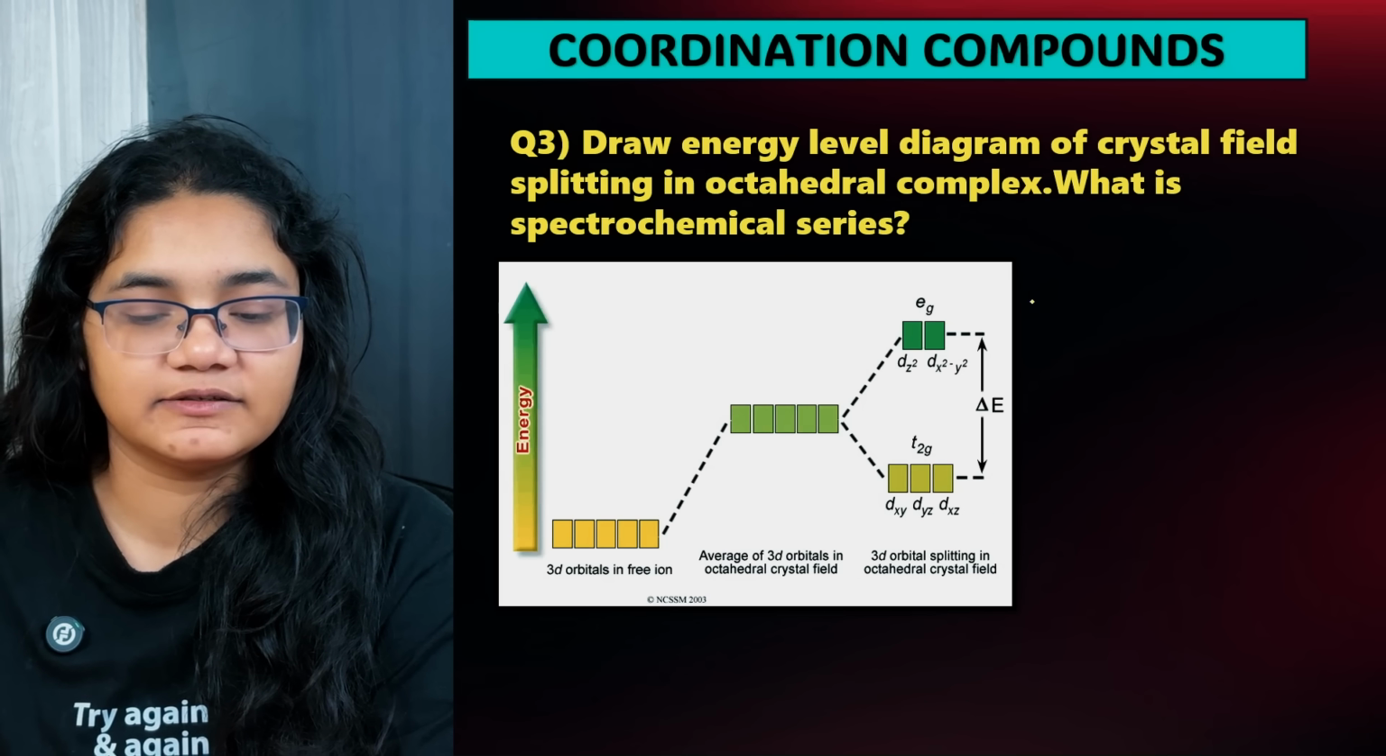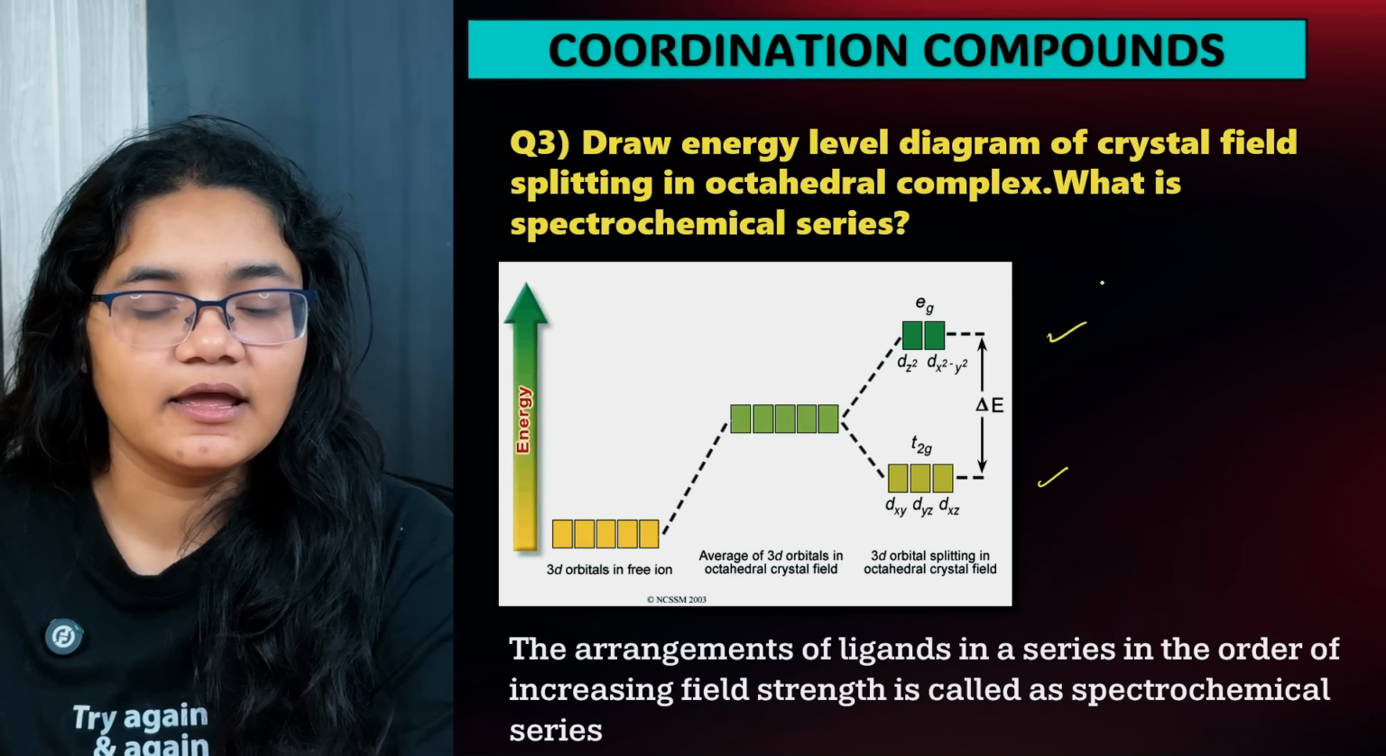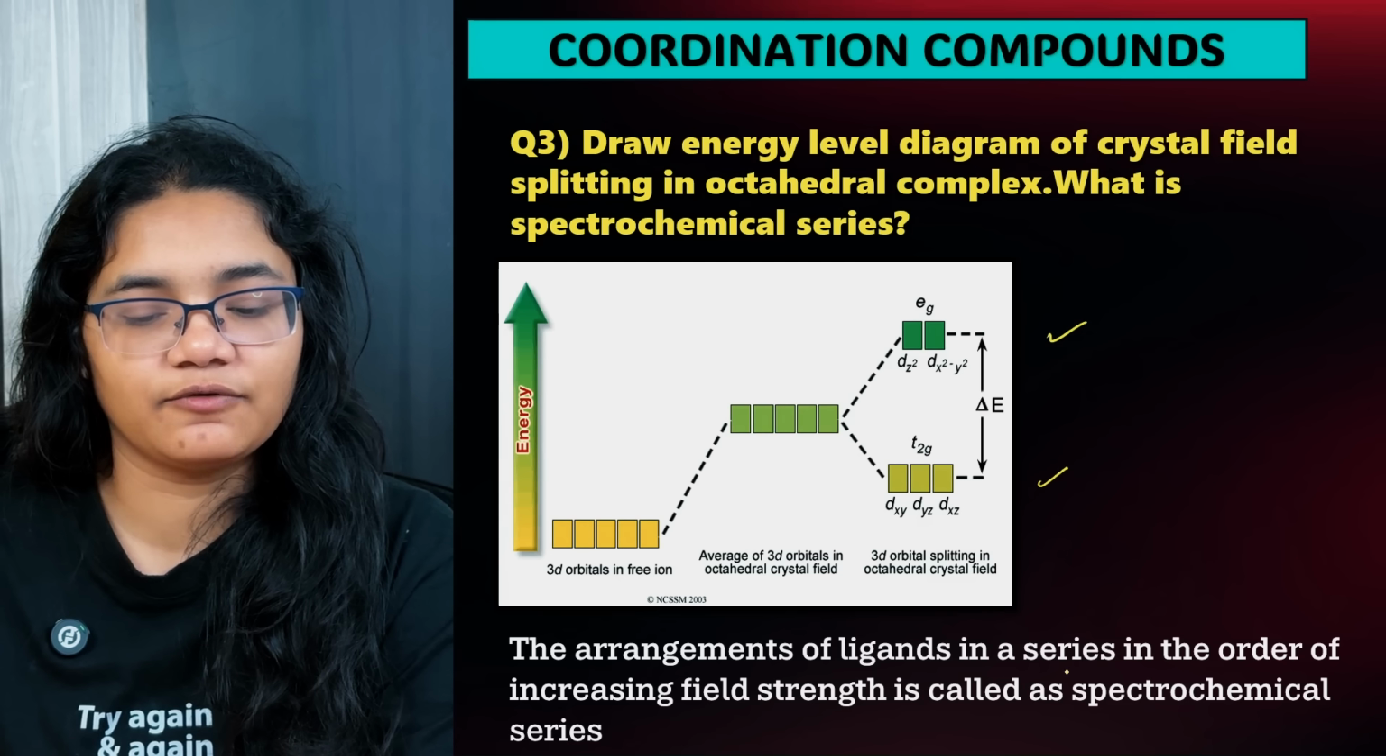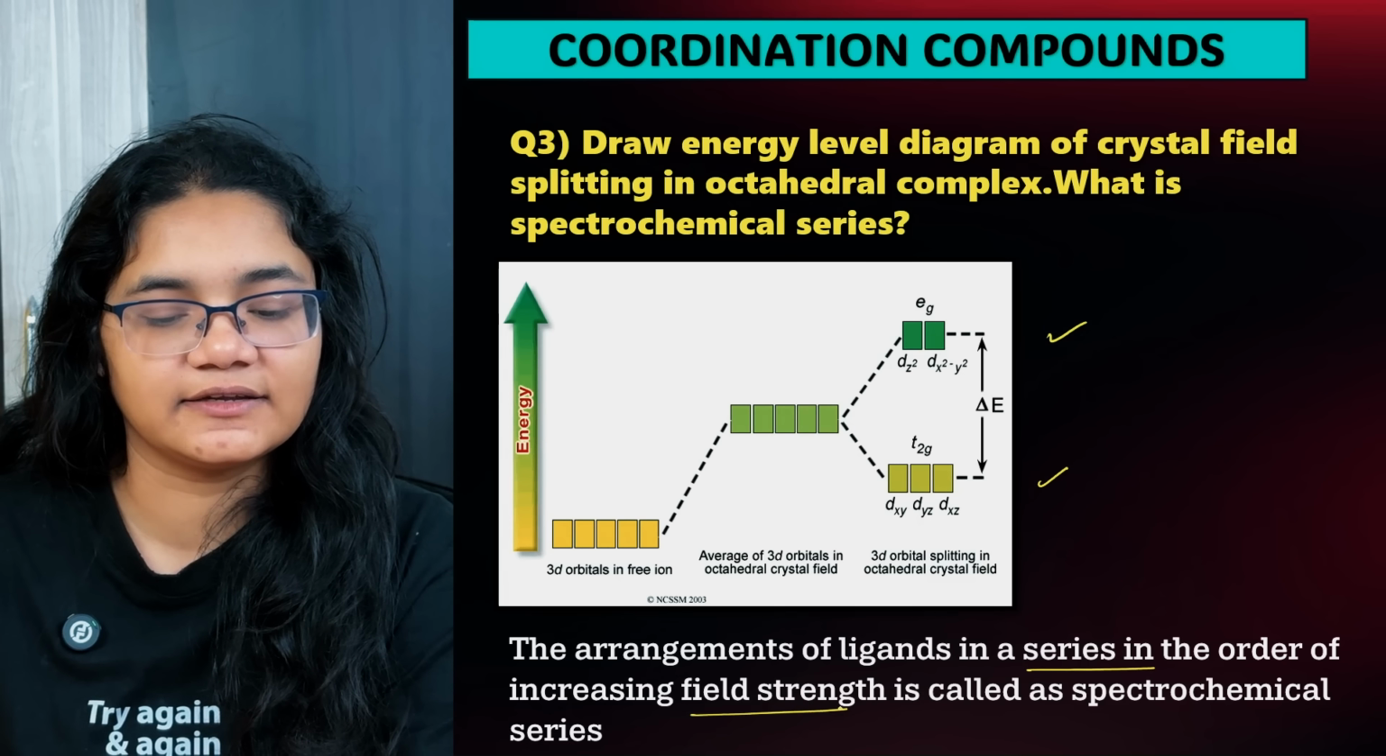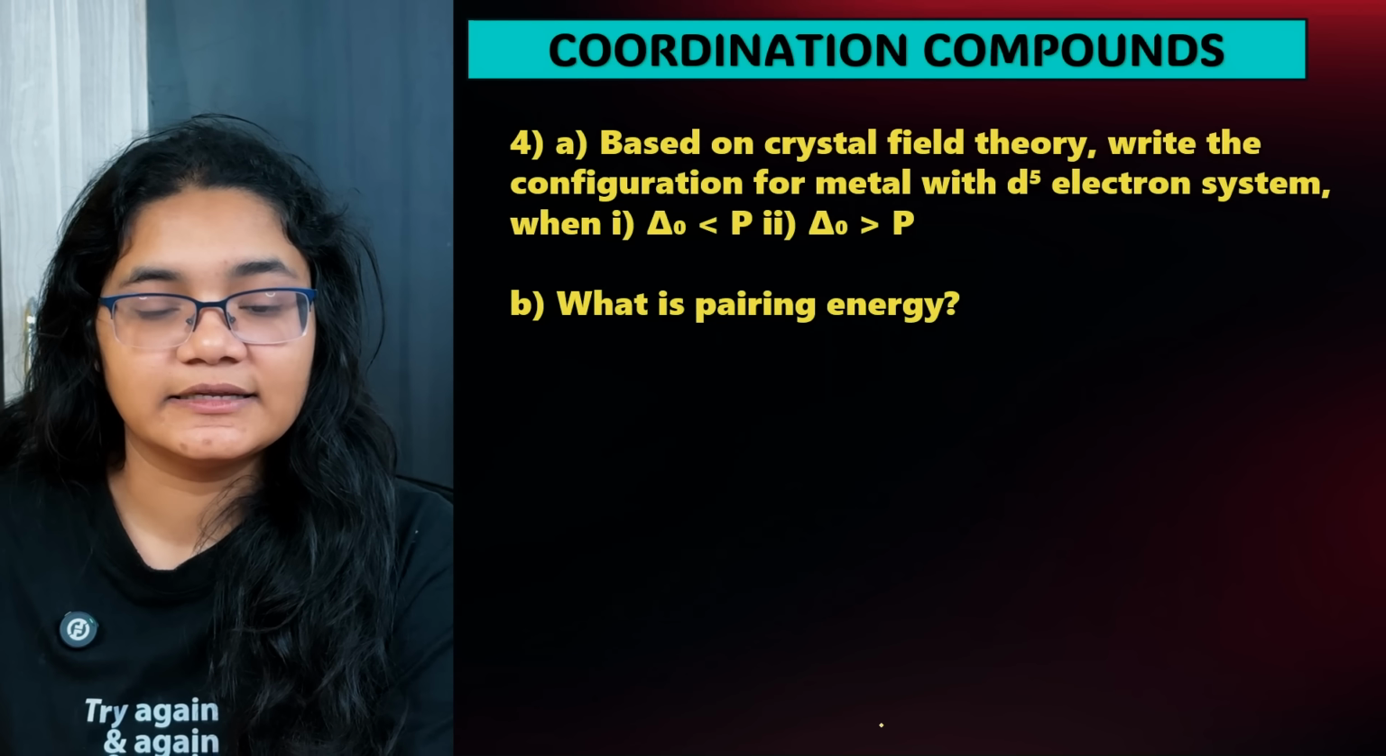Next, d orbital splitting, t2g and eg splitting will be there. And what is spectrochemical series? The arrangement of ligands in a series in the order of the increasing field strength is called the spectrochemical series.